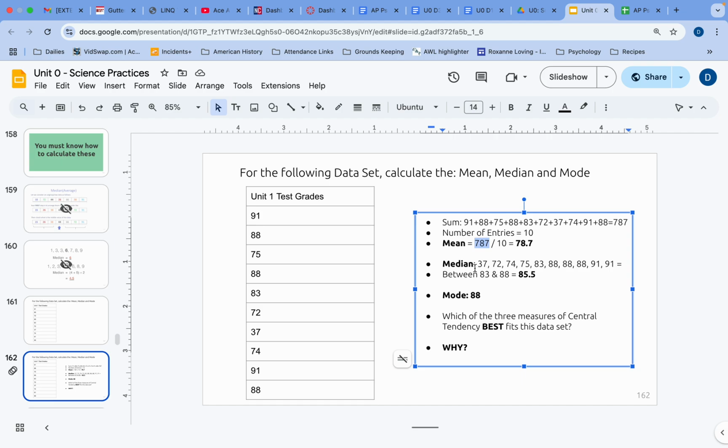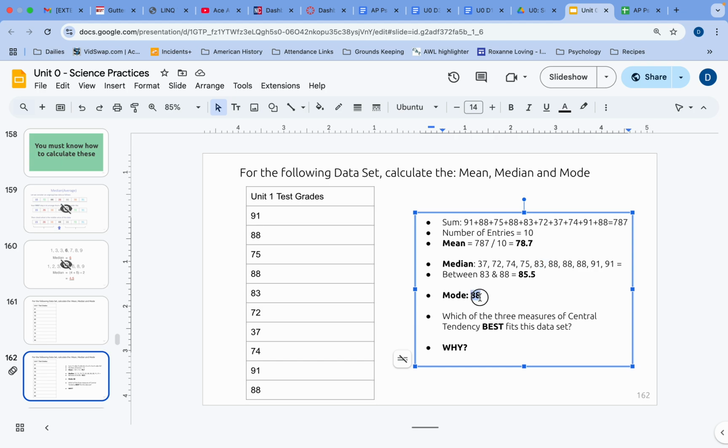The median, you have to put the numbers in order. Don't mess that up. Put them in order, and then just start checking them off. It's not 37 or 91. It's not 72 or 91. Not 74 or 88. We keep working away, and we end up right between these two. If you don't land on one number, you just find the mean of those two numbers. Add them up, divide by 2, you got 85.5.